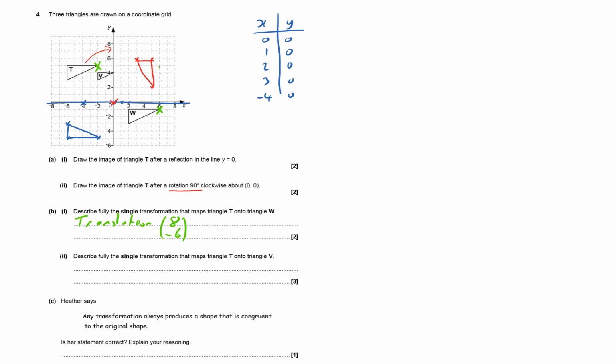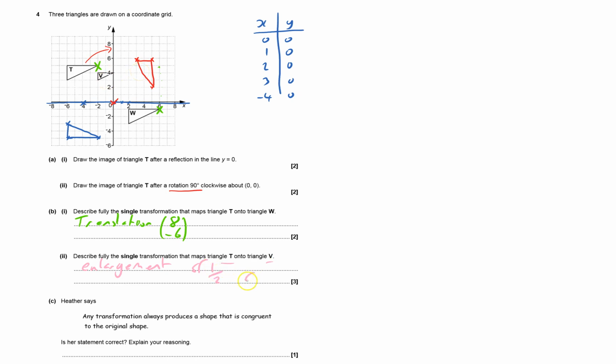I'm going to pink. Describe fully the single transformation that maps T onto V. It's T onto V, where it's changed size. So as soon as it's changed size, it must be an enlargement. I know it's got smaller, but it's still an enlargement. Scale factor: going this way from V to T, that's 1 or 2 long there, and that's now 4. So it's doubled going that way. So going from T to V, scale factor must be 1/2. Let's get rid of that in case you think it's something else. So scale factor is 1/2.